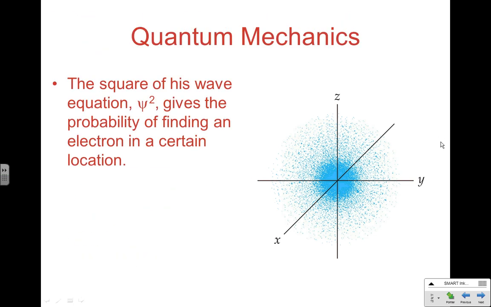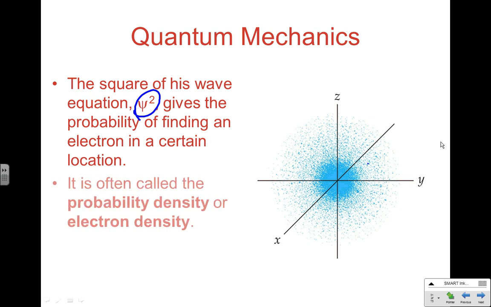Now, the square of his wave equation, which is given by this symbol right here, gives the probability of finding an electron in a certain location. So basically, it's showing what is the likelihood that the electron is going to be at this precise location right here. And it's often known as the probability density or electron density.